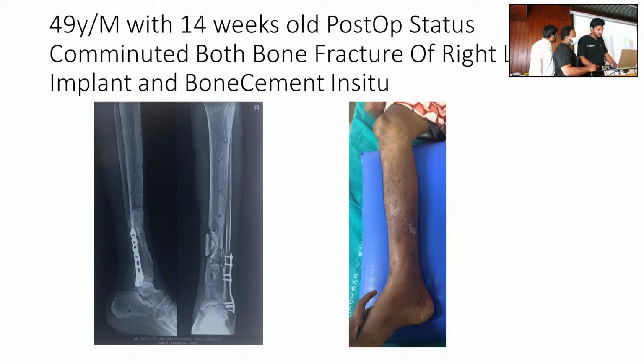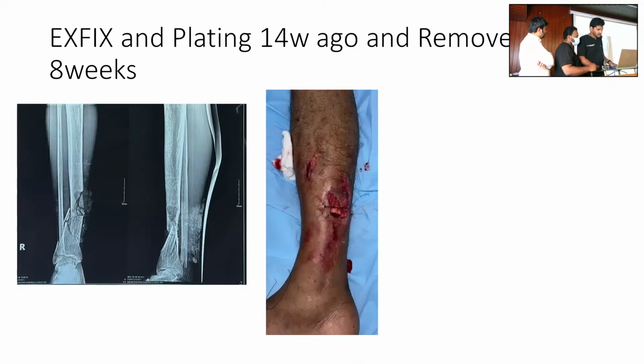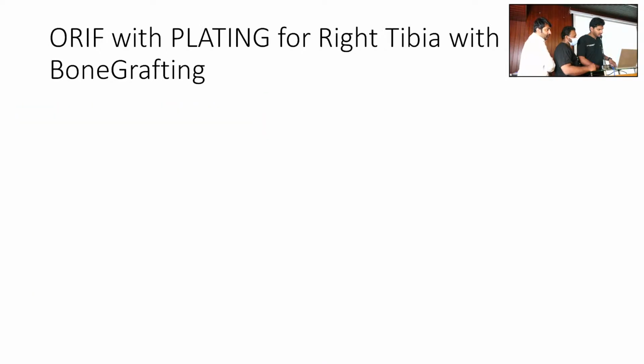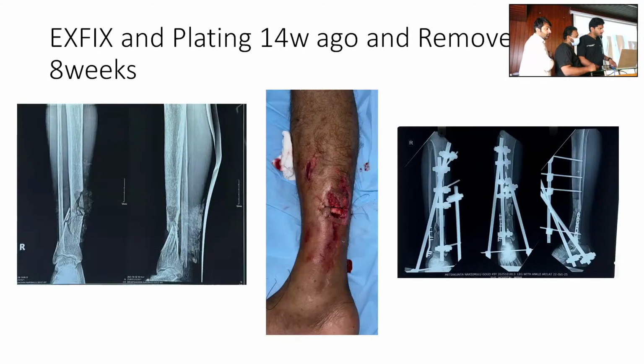49-year-old male, 14 weeks post-op, comminuted both bone fracture of the right leg with fibula plate and bone cement in situ. He first had a compound fracture, sir, grade 3B, for which X-fix was done and removed 14 weeks ago. You have used antibiotic bone cement. Yes, sir, antibiotic impregnated bone cement. When was it removed? It was removed after 8 weeks, sir, of applying the X-fix.